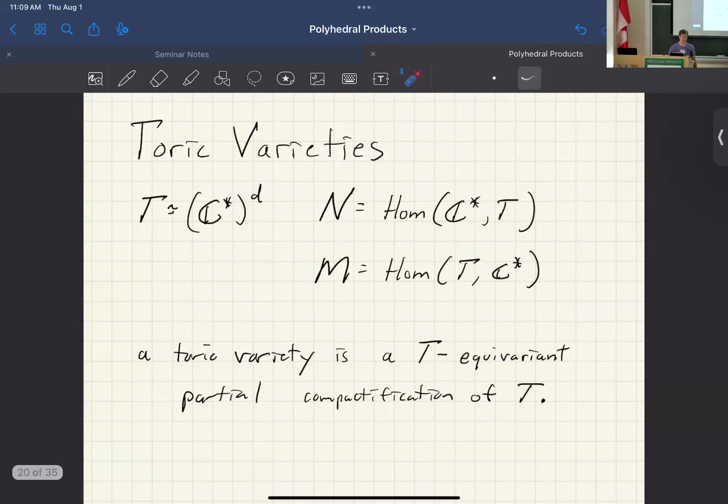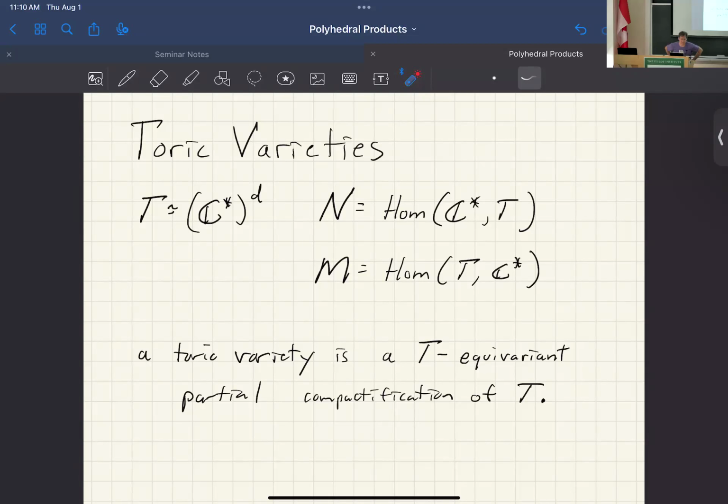So I'm going to tell you about how to construct such an object. But I'm going to review a little bit first about toric varieties. In particular, how I like to see toric varieties. So as a reminder, a toric variety is, this is a silly way to say it, a T-equivariant partial compactification of an algebraic torus. An algebraic torus is a product of C stars. I'm going to take it to be (C*)^d, for dimension.